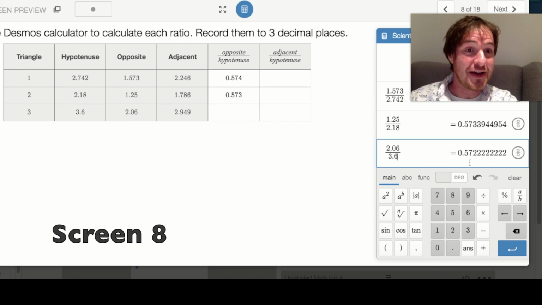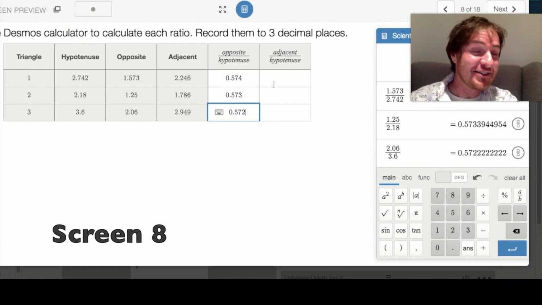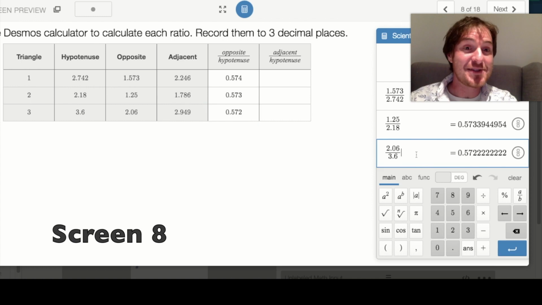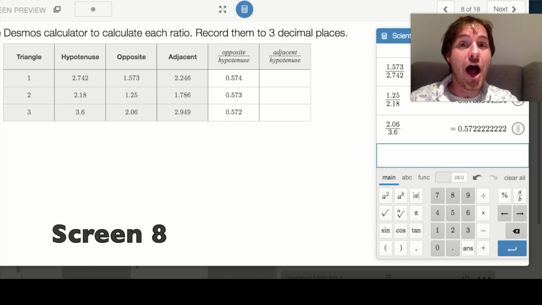There we go, 0.572. So anyway, that was a big triangle. They're almost exactly the same. They should have been exactly the same here. All right, opposite. There's my opposite over hypotenuse ratio. We'll get a name for that later.